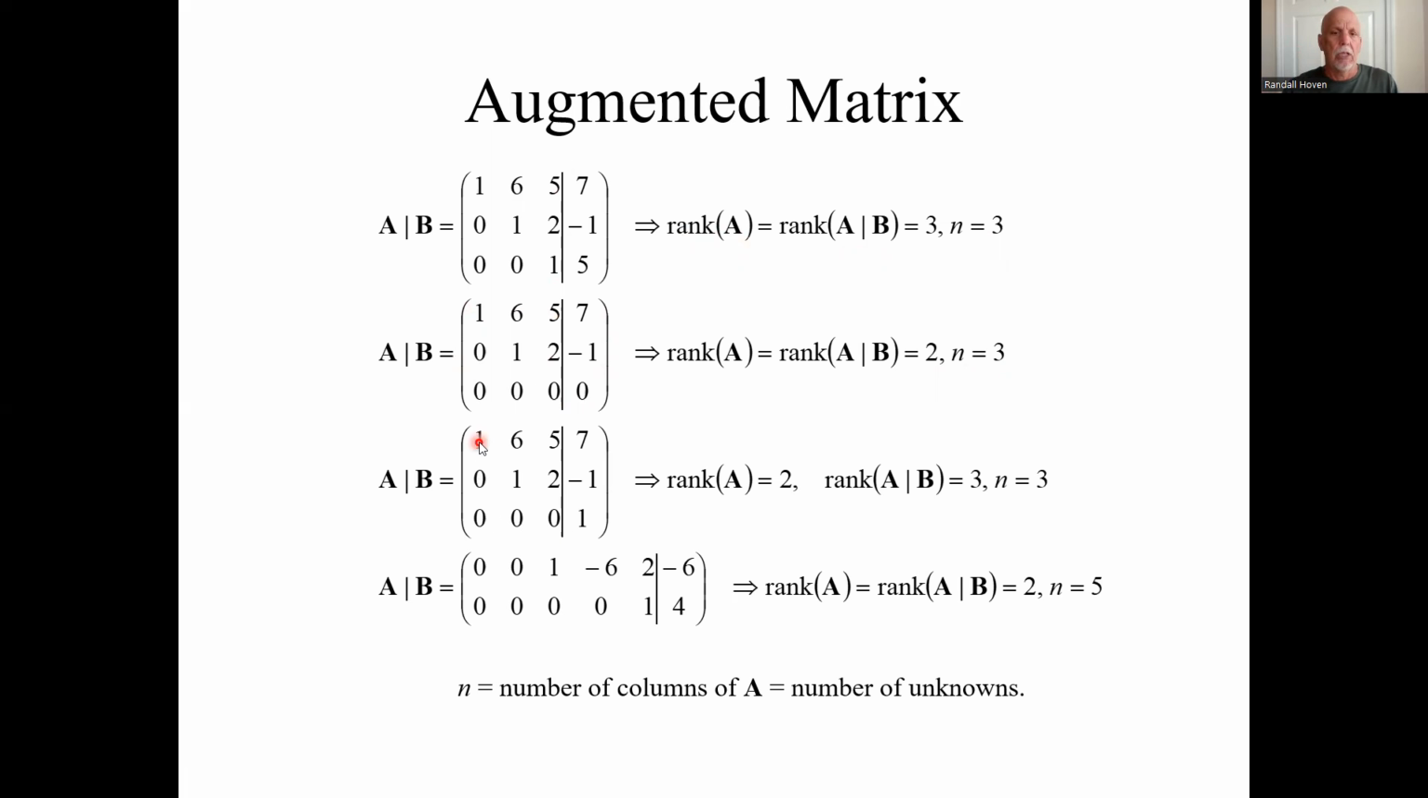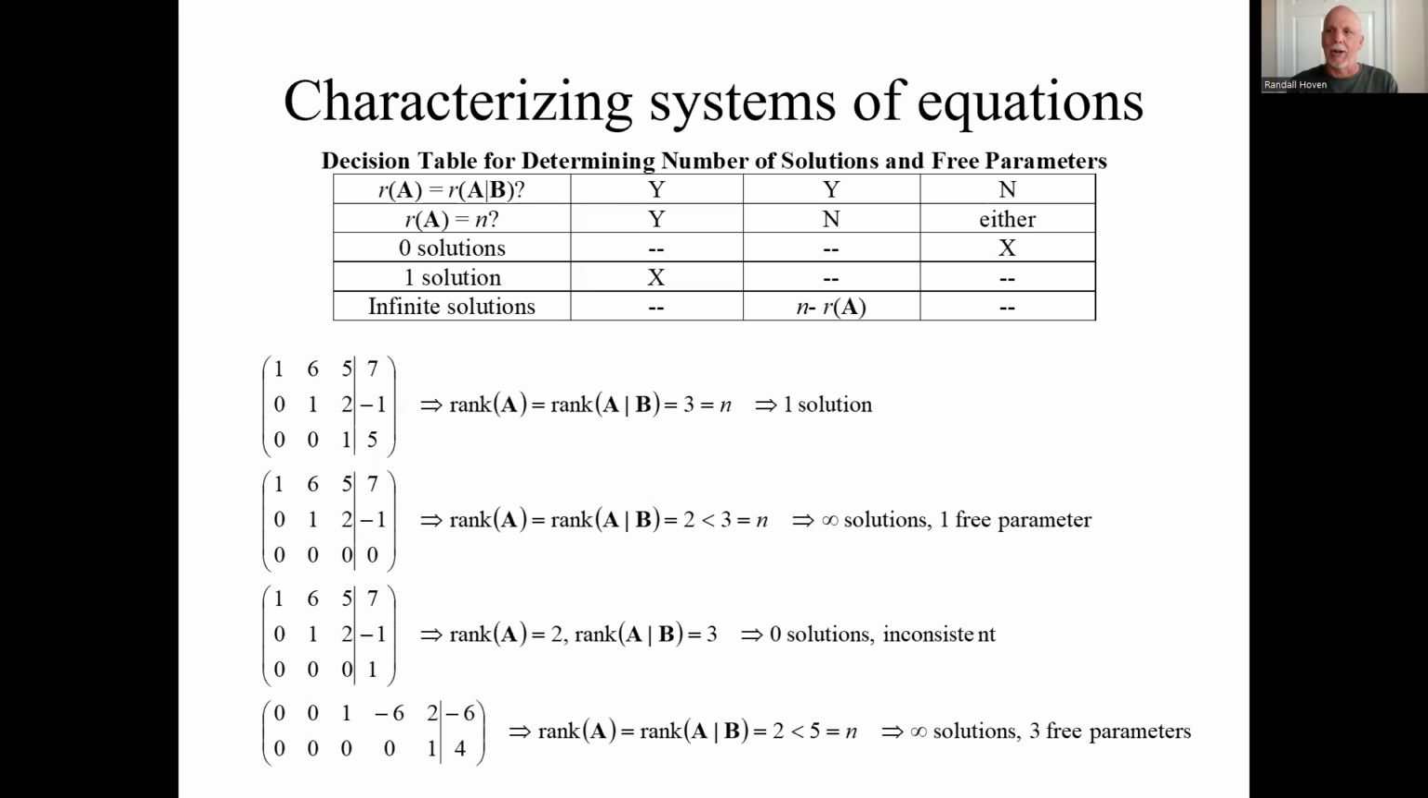Here, I have the rank of just the A part, that's to the left of this line here, is 2. The rank of the whole thing is 3. Again, N equals 3. And what about this guy? The rank of the A part is 2, so is the rank of the whole augmented matrix. And N equals 1, 2, 3, 4, 5. We just did those little calculations. Now, how do we characterize a system of equations from those 3 things that we determined from the augmented matrix?